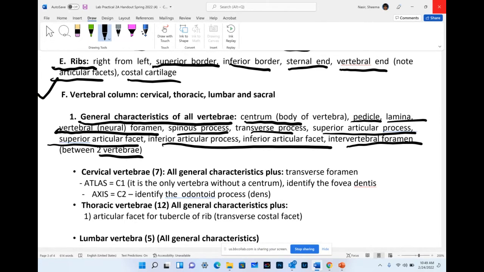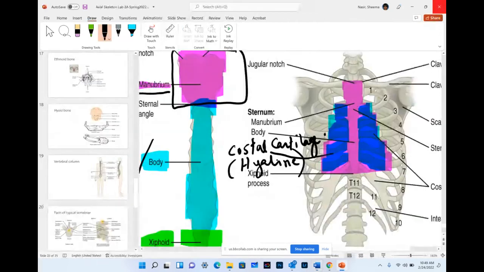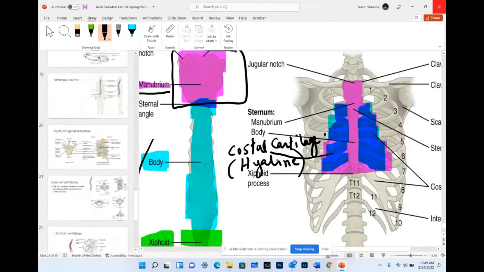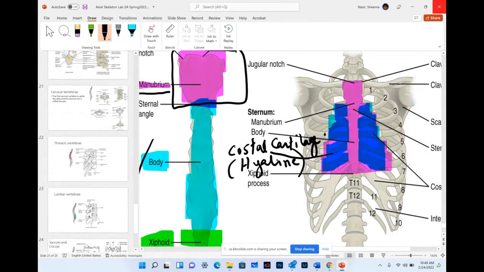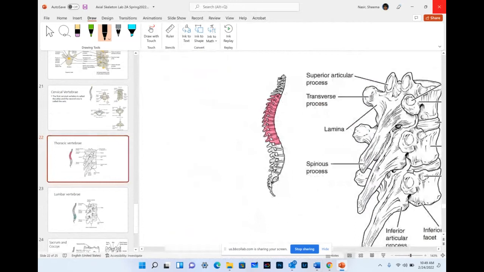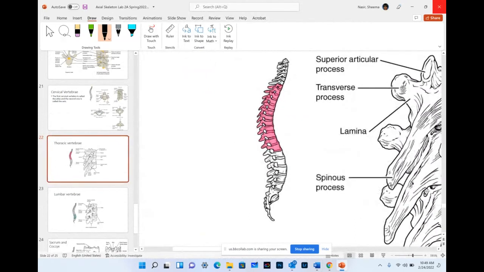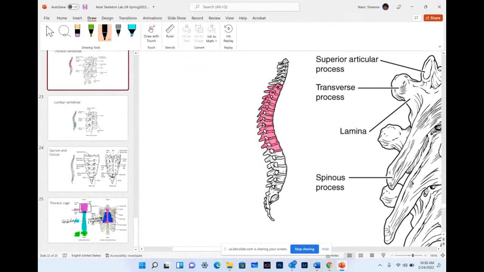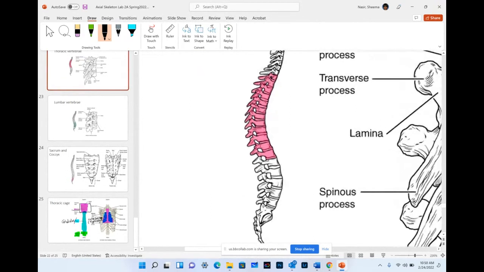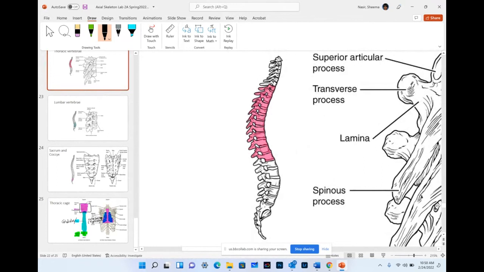Okay, so let's now look at the vertebrae. Now, before we start vertebrae, I'm going to show you the entire vertebral column. How many vertebrae are in it? We are going to talk about it in just a minute.